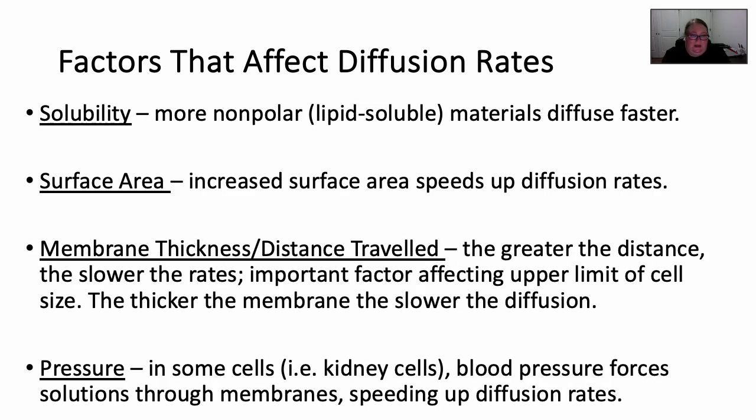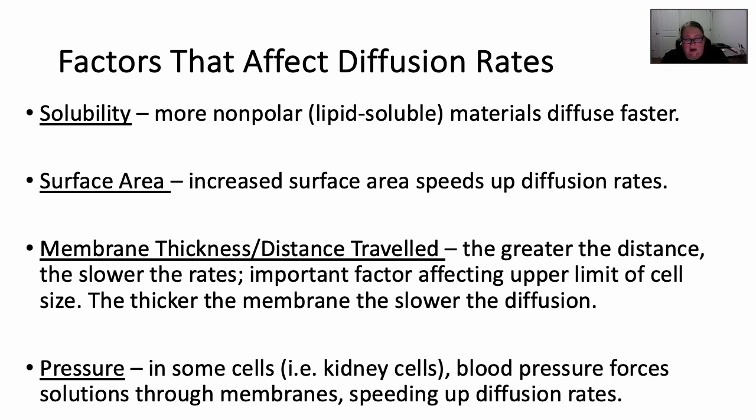Okay, the next one is solubility. Whether we're polar or nonpolar, as I said, small nonpolar molecules are going to diffuse faster than small polar molecules. Okay, nonpolar molecules are always going to diffuse faster. That's what solubility means. Okay, surface area. The more surface area a cell has, the more things it can bring across and the faster that things can diffuse across. Membrane thickness and distance traveled.